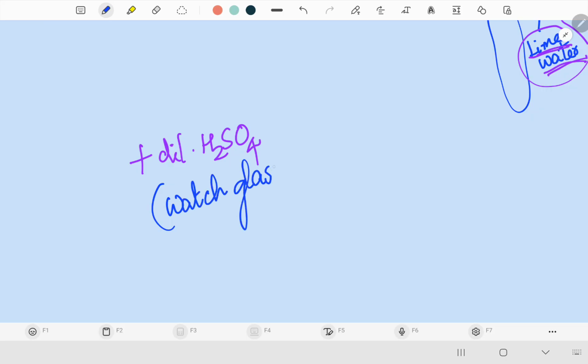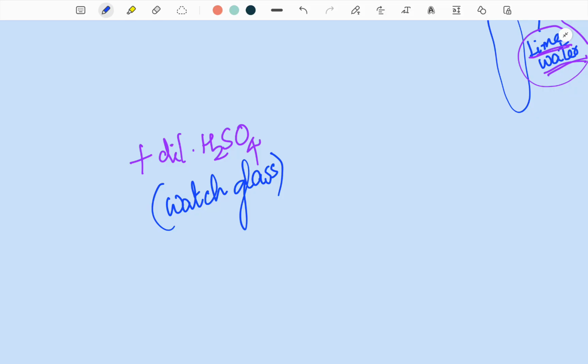The reason is because you are actually going to test for an odor. And of course, the mouth of a test tube is very narrow, so you may not be able to identify the odor easily. So it is better to use a watch glass because the mouth of the watch glass is quite big and you will be able to observe the odor better. So you need to add dilute sulfuric acid to the salt in a watch glass, and you need to rub it with a glass rod.